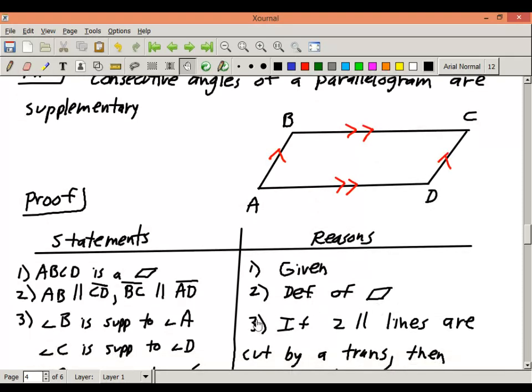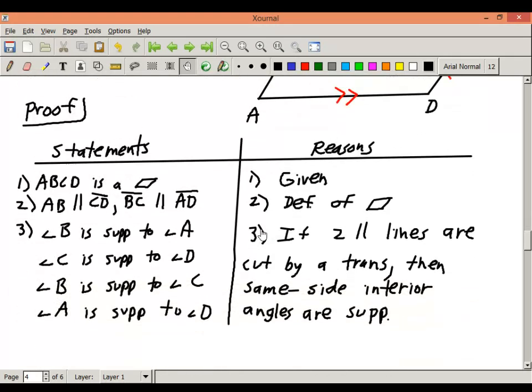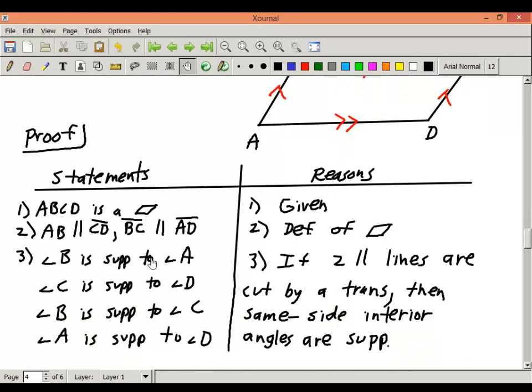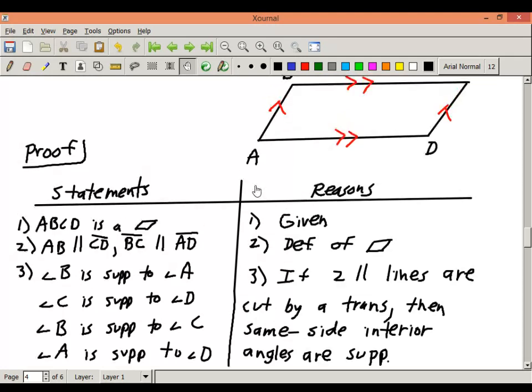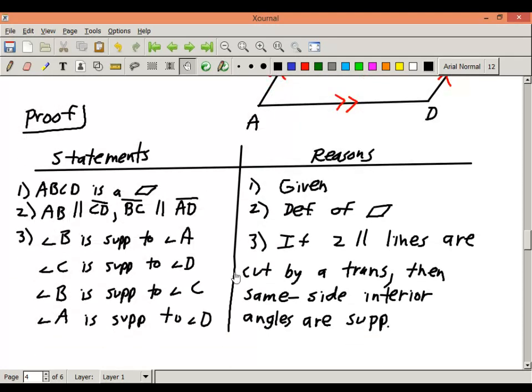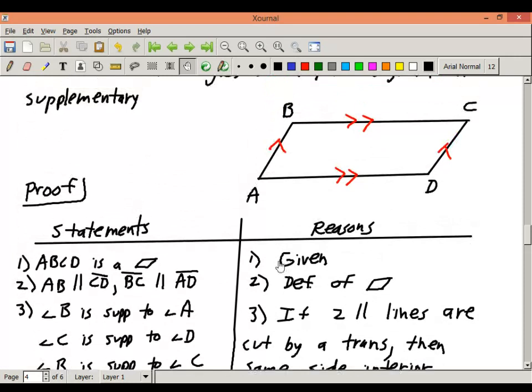Okay, now, statement number 3, which is actually the last statement, has 4 sub-statements in it. They all share the same reason. So as we kind of go around the parallelogram, you'll see what we're talking about. The reason for all these statements is if 2 parallel lines are cut by a transversal, then same side interior angles are supplementary. So our first statement, angle B is supplementary to A.